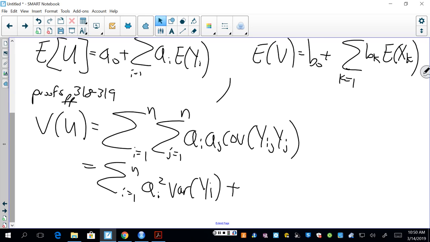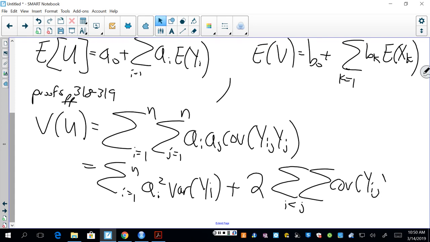And there's a symmetry here, that the covariance of YI with YJ is the same as the covariance of YJ with YI. It doesn't matter which order you write those in. So you could put 2 times the sum over the indexes I and J, so I less than J. You just only want half of them, and then a covariance. That ends up being the variance of this linear combination, right? So kind of a big formula.